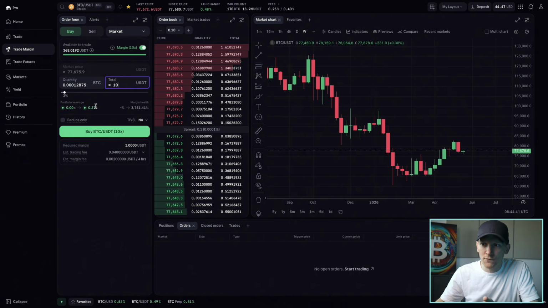You can see your portfolio leverage here is 0.27. So this is underneath the amount of cash and assets that I have. If you start to trade more, then that starts to go up. So if I trade $50 here, that's more than I have.